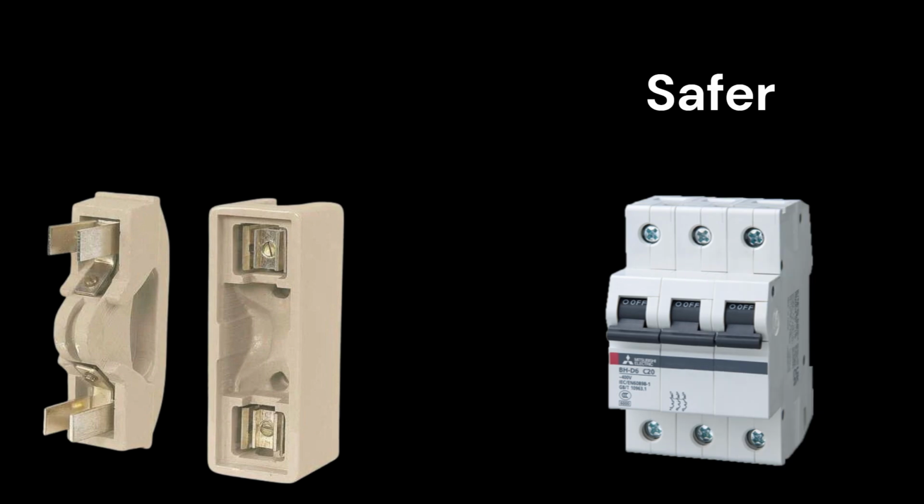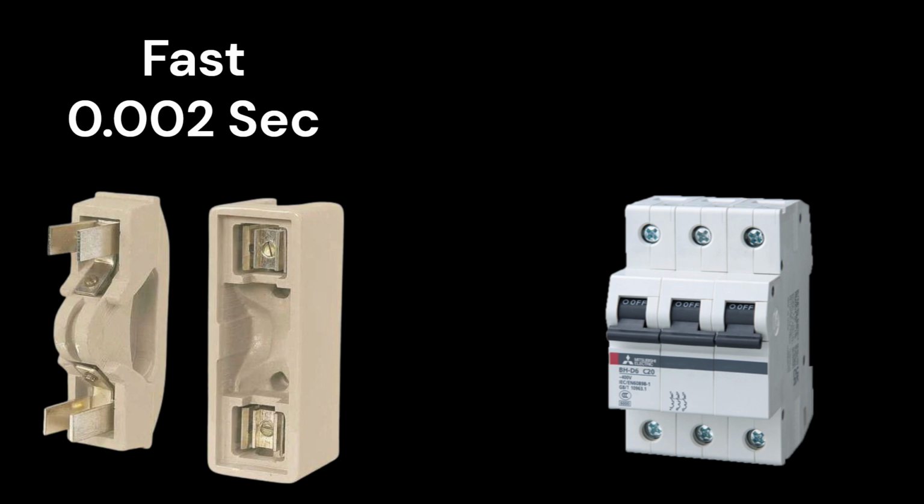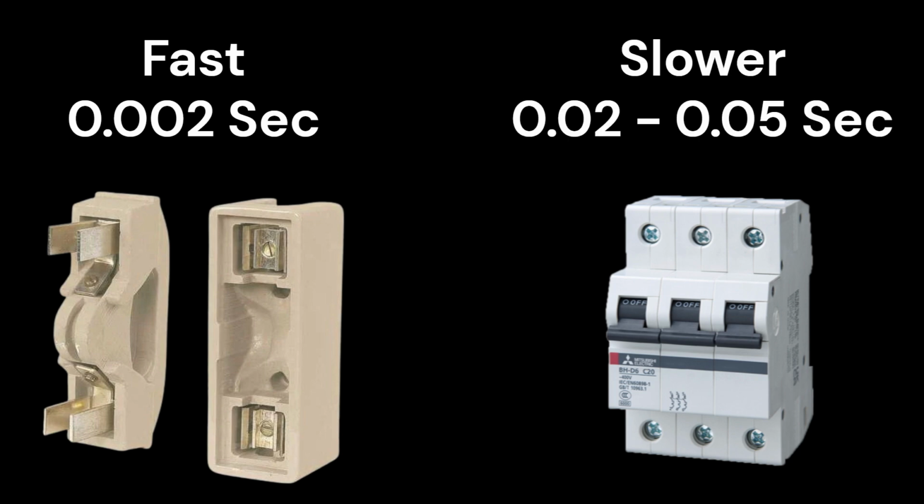Circuit breakers are safer to reset and do not require handling of hazardous parts, whereas replacing a fuse can be dangerous. Fuses are extremely fast. It takes approximately 0.002 seconds to operate at the time of fault, while circuit breakers are slower as compared to a fuse, taking roughly 0.02 to 0.05 seconds to operate.